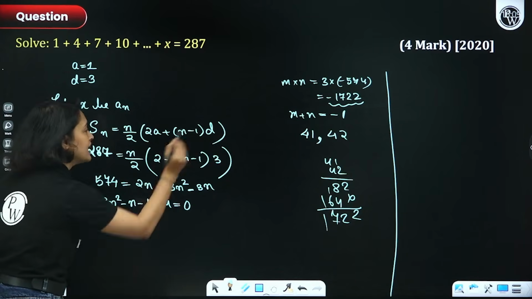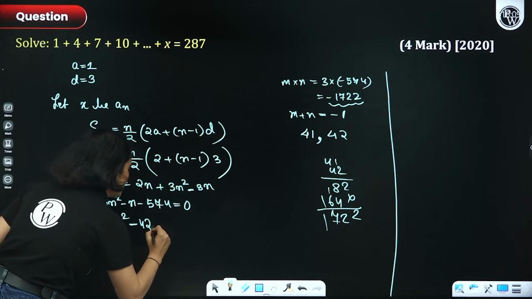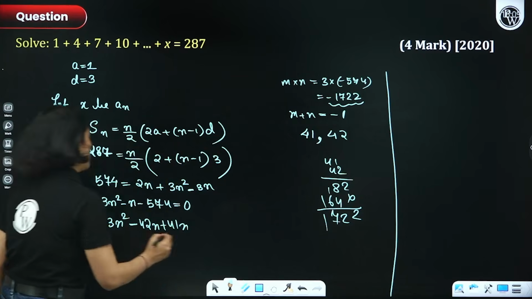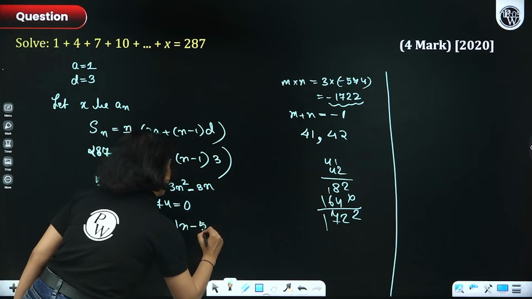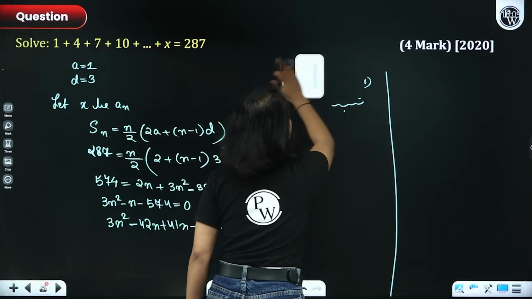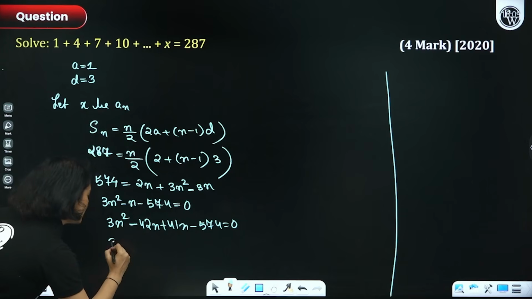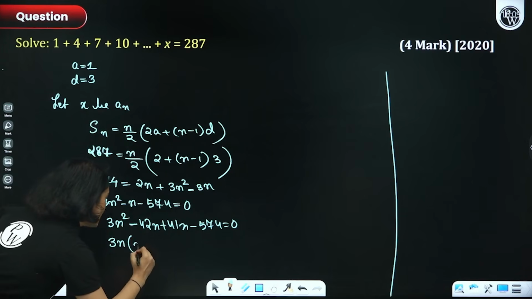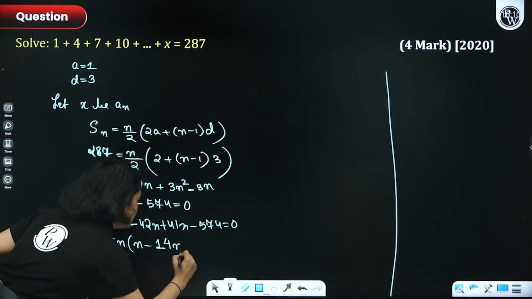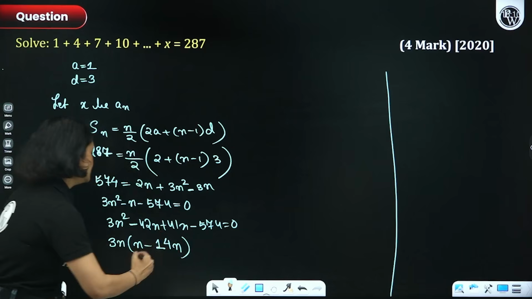Okay, so now we can clearly see that I can break down the middle term. How? I can break it down like this: negative of 42n plus 41n. Then only you'll get negative n, right? Minus 574 is equal to 0. Okay, I am erasing all of this. This was only for explanation. Now here I can take 3n common. So here I'll have 3n common.